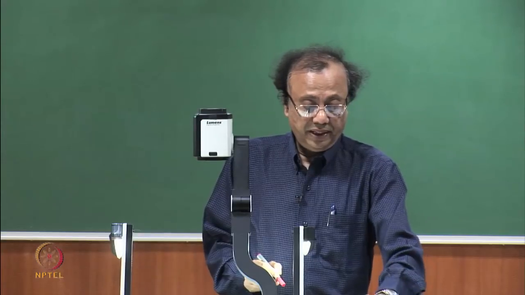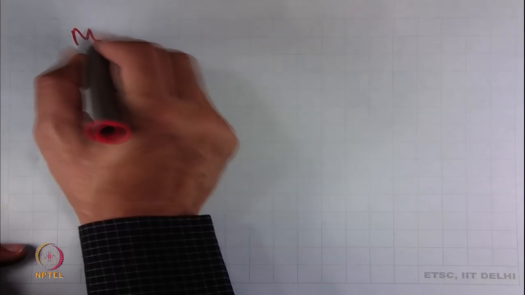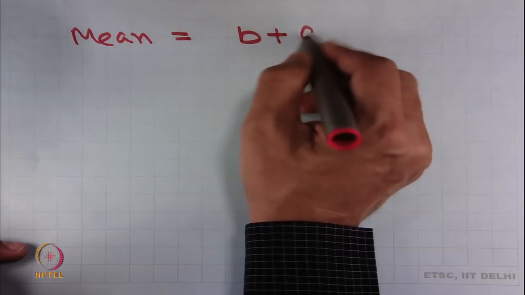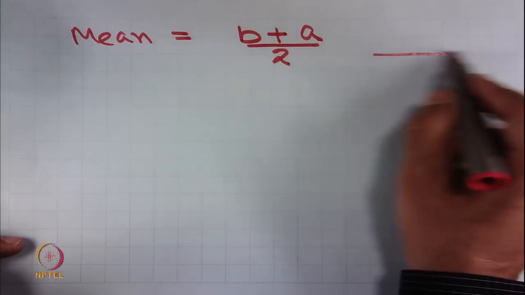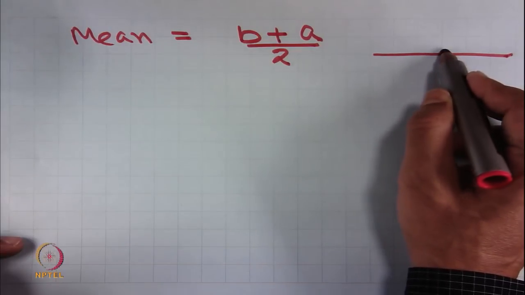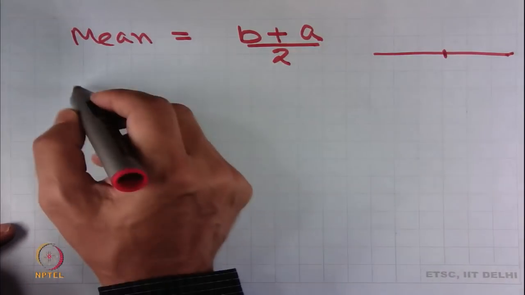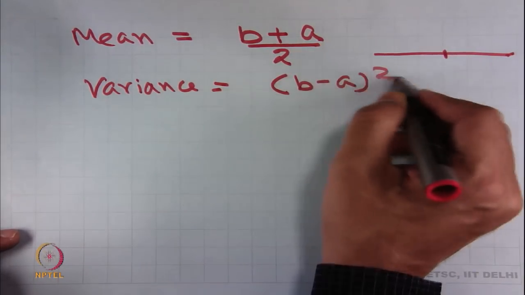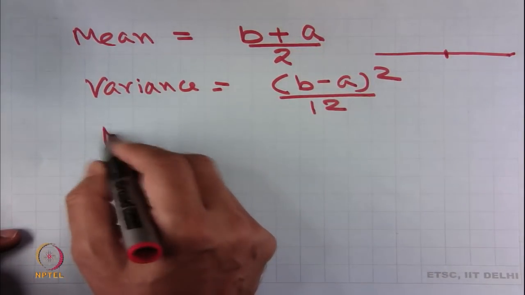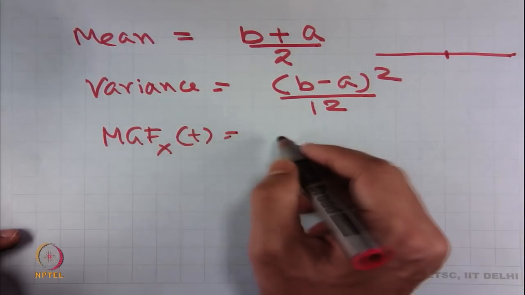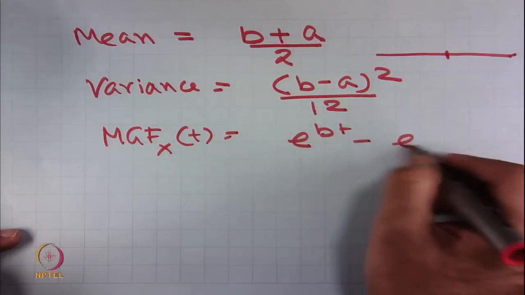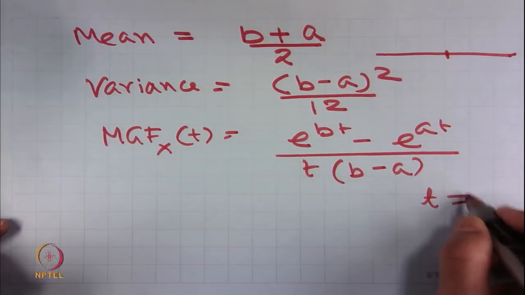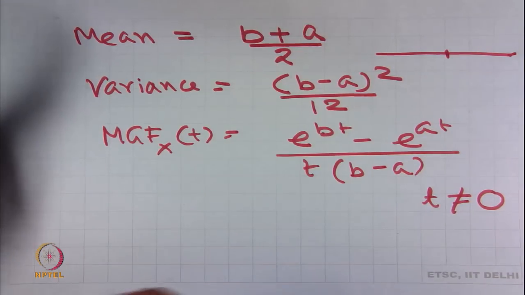So, what is the mean of a uniform random variable? Mean is equal to (B plus A) by 2, or since all the points are uniform, it is the midpoint of this. All right, the variance is equal to (B minus A) whole square upon 12, and the moment generating function of x at t is equal to (e to the power bt minus e to the power at) upon t into (b minus a), when t is not equal to 0. So, those are the basic properties of the uniform distribution.